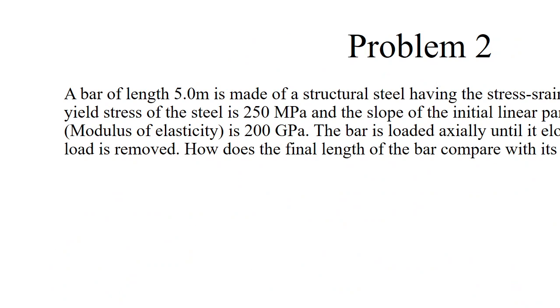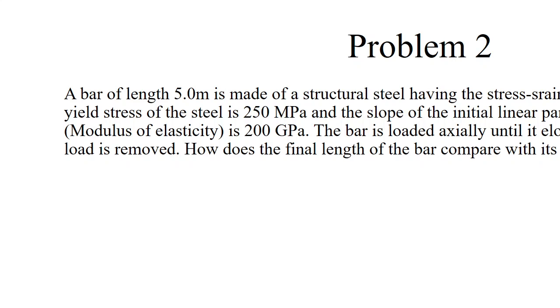Okay. So here you can see a bar of length 5 meter is made of a structural steel having the stress strain diagram as shown in figure. The yield stress of the steel is 250 megapascal. Here you can see this is the stress strain diagram. This kind of material is termed as elastic plastic material, which means it has an elastic region here and it has a plastic region here.